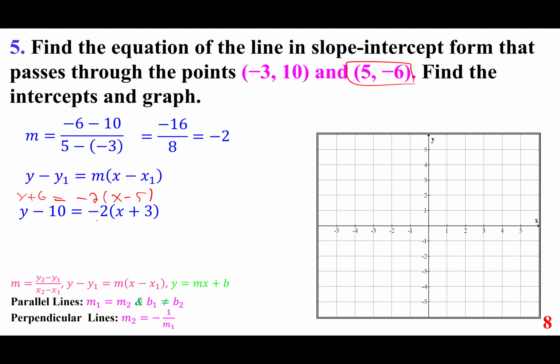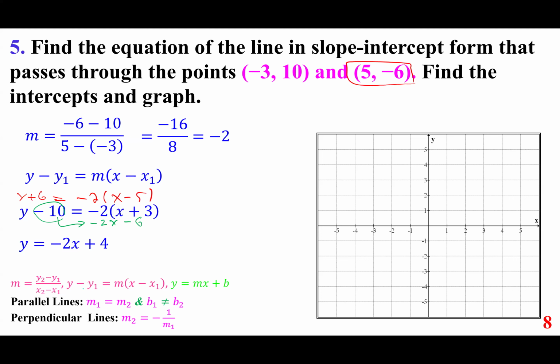So in this case, we have -2x minus 6. Remove the negative and make it positive on the other side. Y is -2x plus 4.